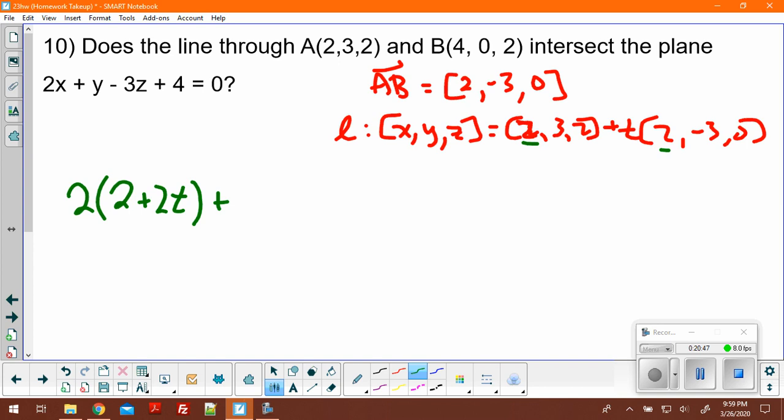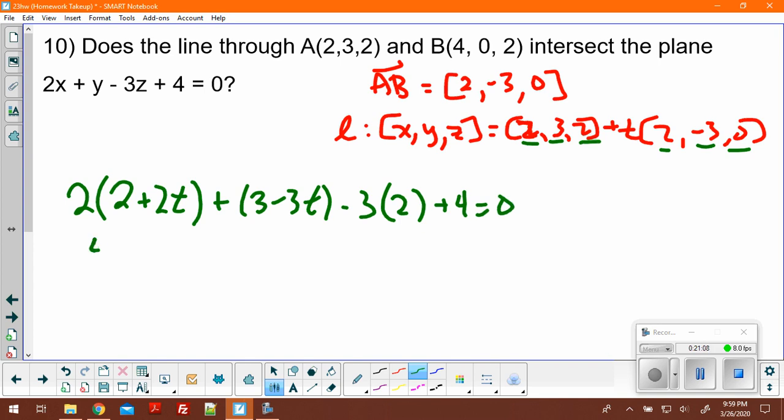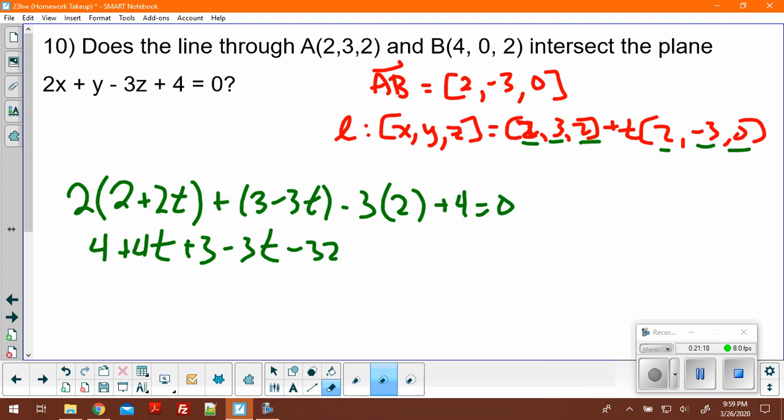My y parameter is 3 minus 3t minus 3. My z parameter is 2 plus 0t, so just 2, plus 4 equals 0. Okay, 4 plus 4t plus 3 minus 3t minus 3, oops, 6 plus 4 is equal to 0.